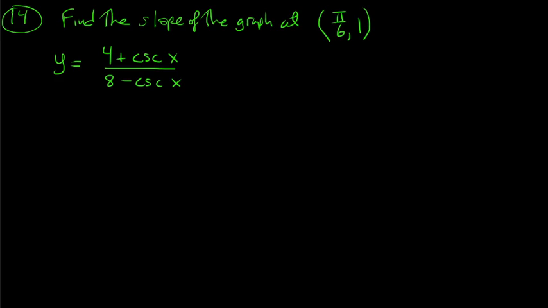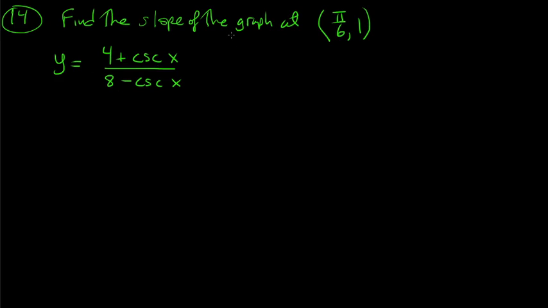Okay, so number 14 is also not a particularly easy one, so we can go through that one too. Find the slope of the graph at the point pi over 6, 1. So x is pi over 6, y is 1. And the graph is y equals 4 plus cosecant x over 8 minus cosecant x.